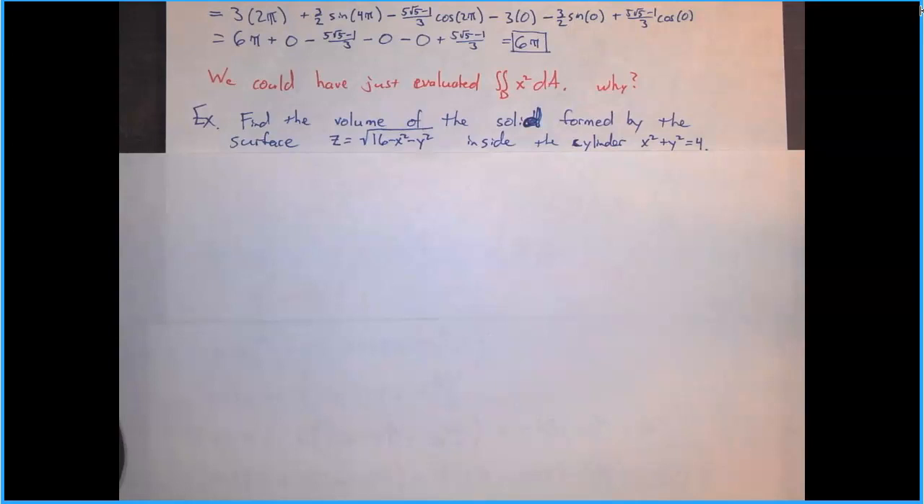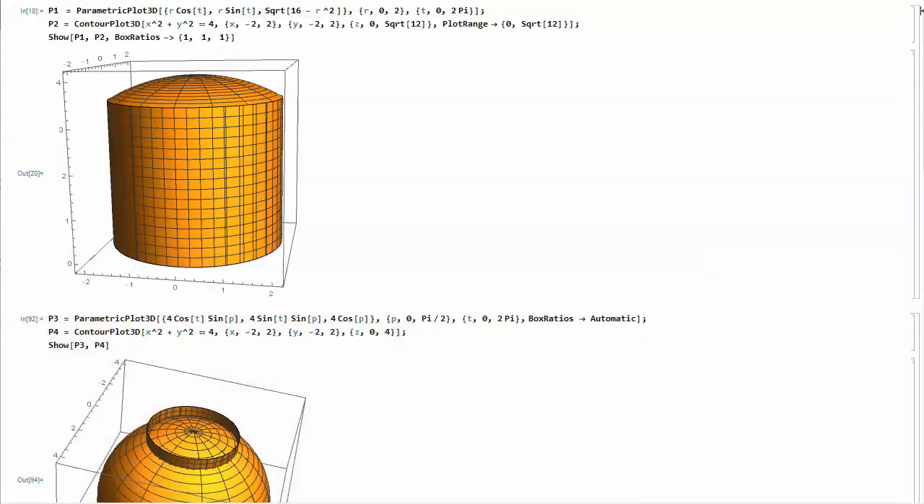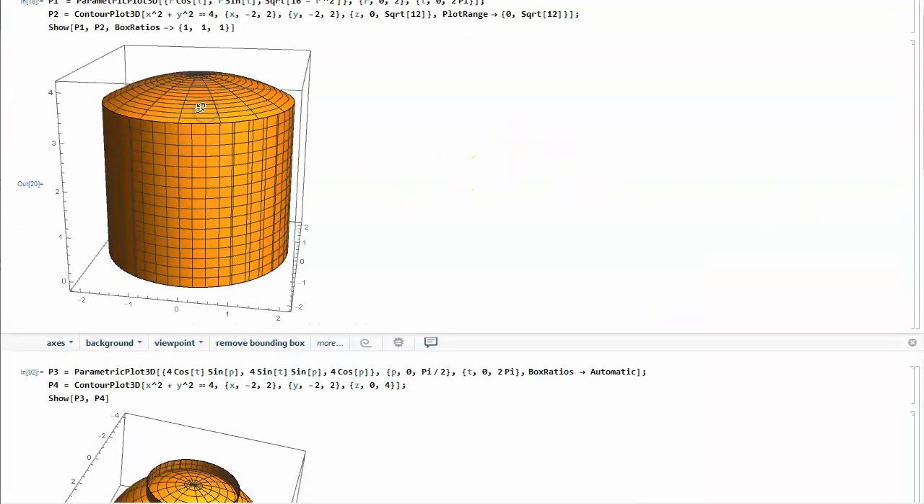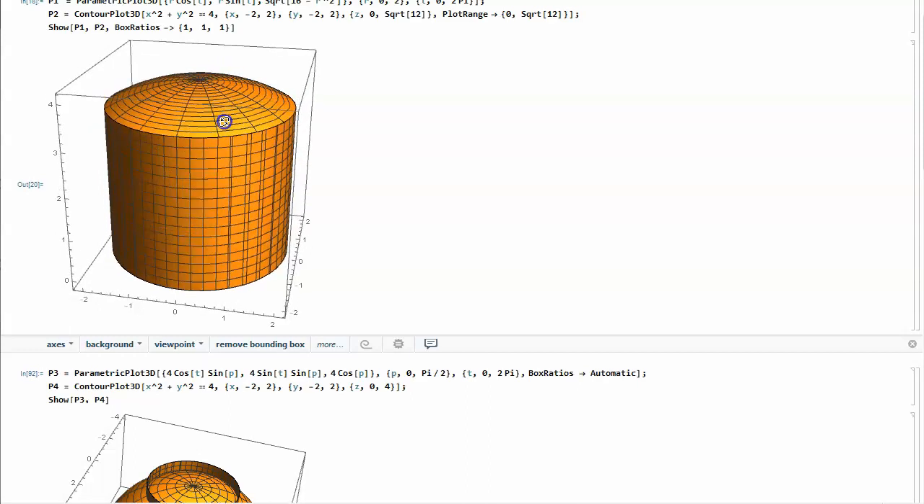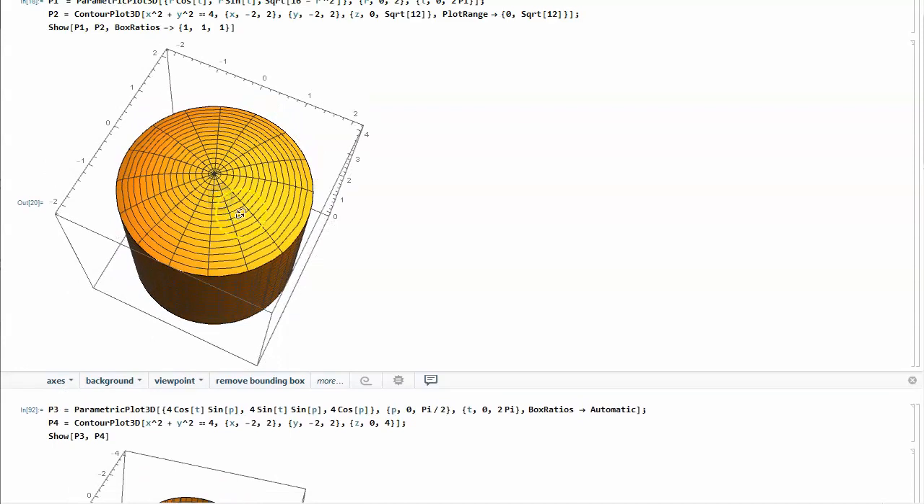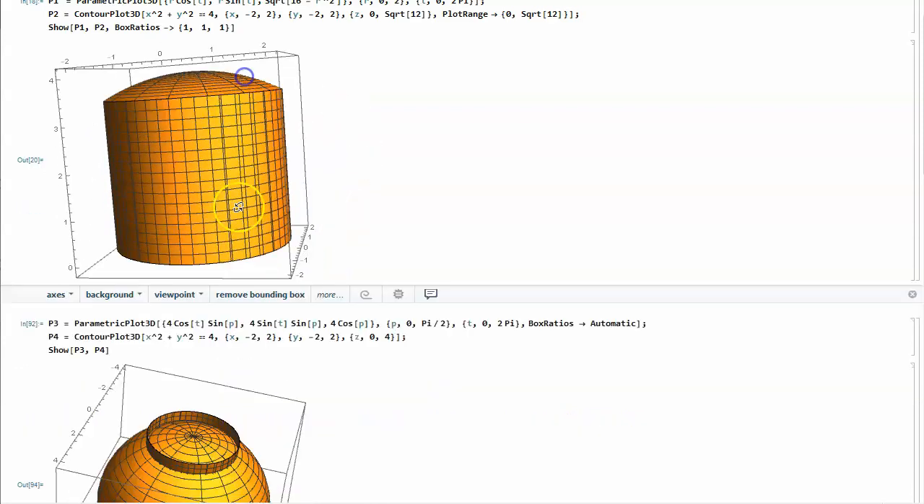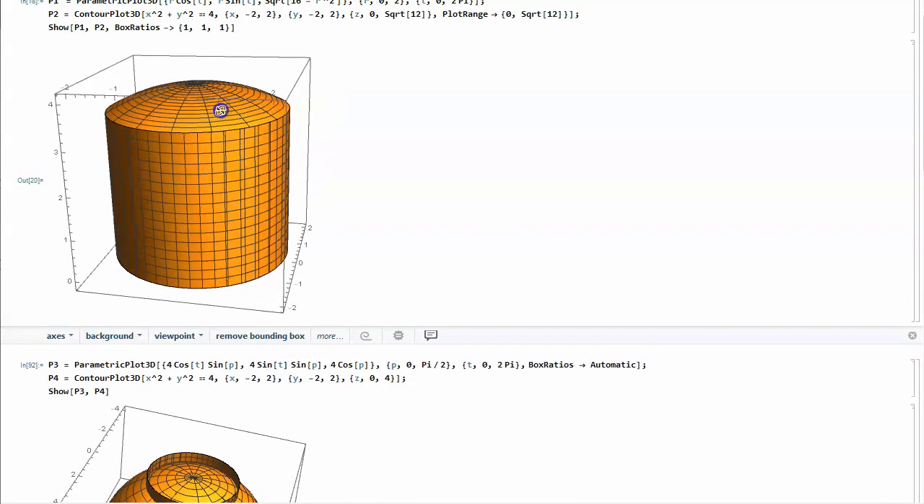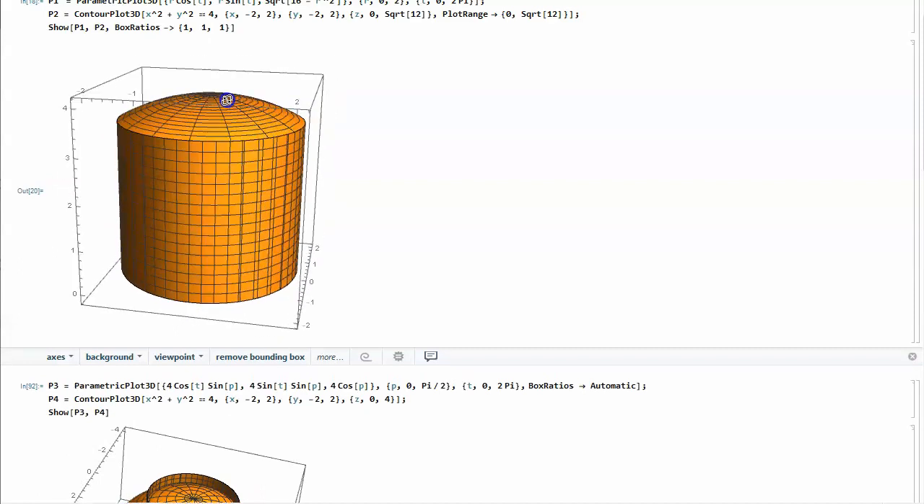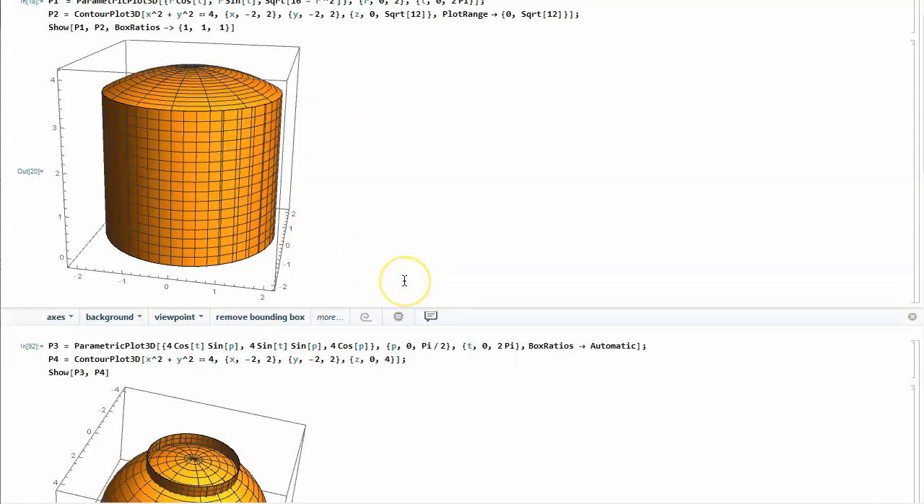So first let's take a look at what this solid looks like. Here's the solid, here's the surface, z equals the square root of 16 minus x squared minus y squared. But here's just the part of the surface at the top of this cylinder, x squared plus y squared equals 4. So here's the cylinder, here's where it connects right here. That's the solid itself.